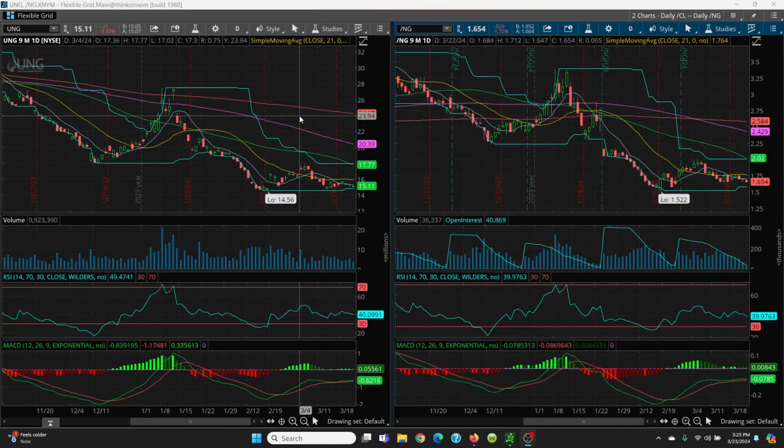Okay, here is UNG, the ETF, okay? And then here we have the natural gas. Now you can see the pattern, okay? Almost identical, okay? Next I'm going to show you is BOIL, B-O-I-L, which is the leverage, and you'll notice the difference.